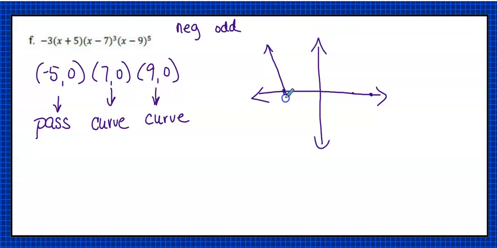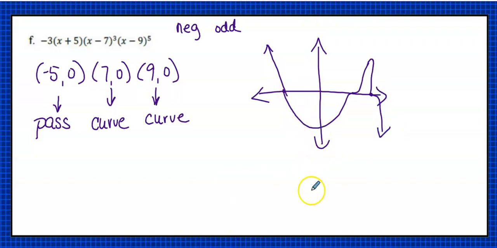Okay, and then it's going to come over here to 7, and it's going to make this curve, and it would look something like that. And then way up here somewhere, and this is like way down here, way up here somewhere, it's going to turn back the other way, and it's going to curve again at the 9, and look something like that.